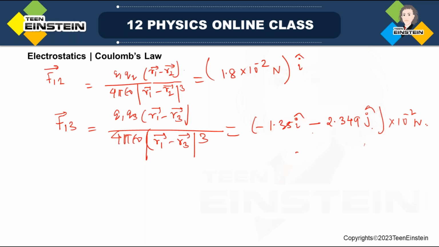Now what we need to do is just take the resultant of that. So the F will be F12 plus F13. So F12 we have already got this, and F13, this is in the i cap direction. Let me just give the direction.